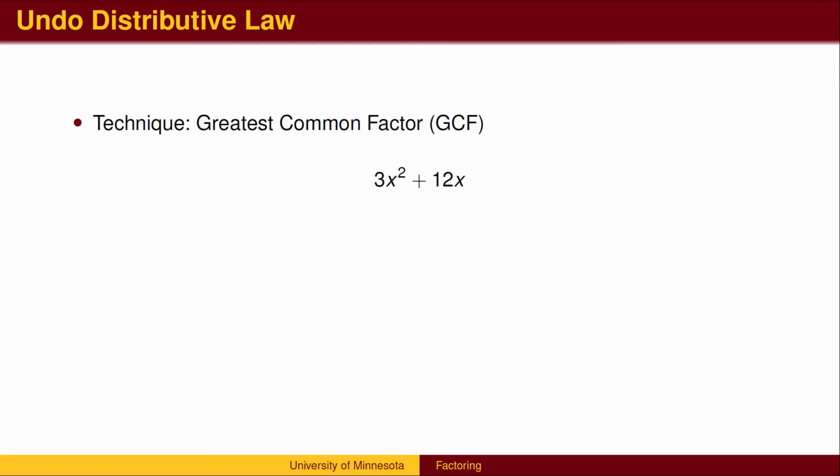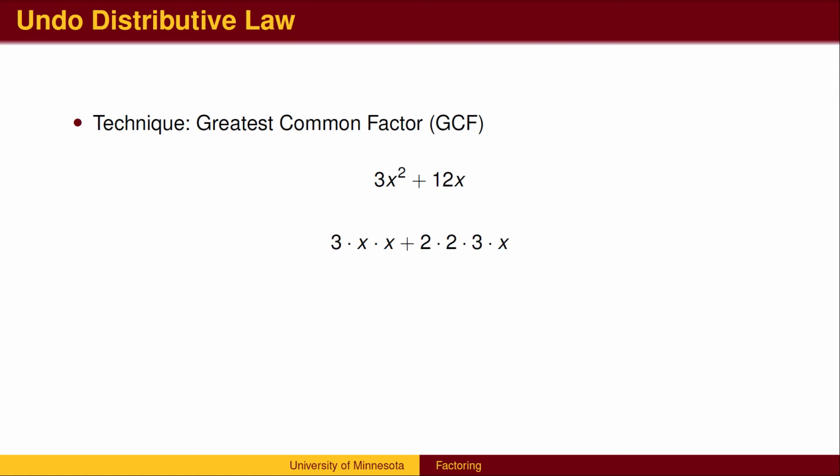12 is an even number, so 12x has a factor of 2. But 3x squared does not. You may have noticed that both terms have a factor of 3, since 12 is 3 times 4. Is there anything else? Yes, both terms have the variable x. The 3x squared term has 2 factors of x. Recall that x squared is x times x. The 12x term has 1 factor of x.